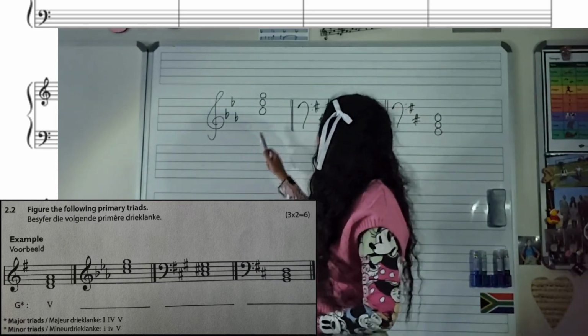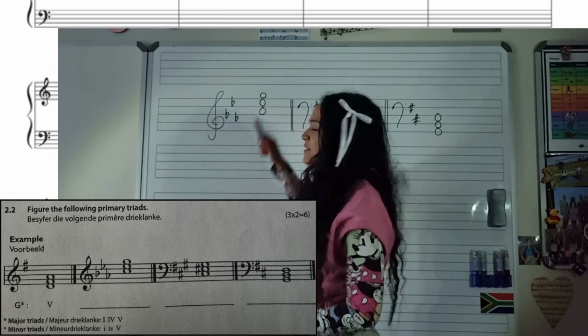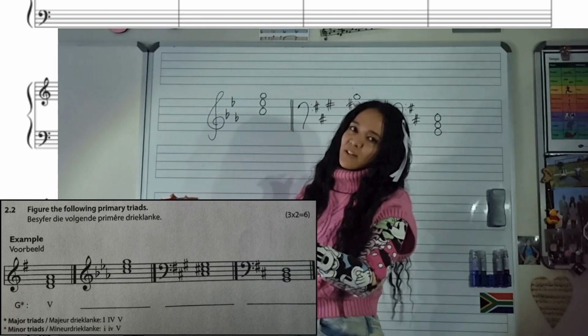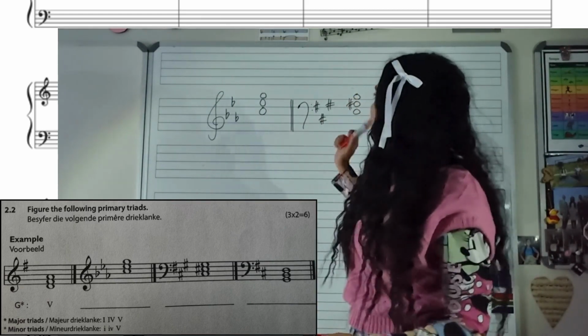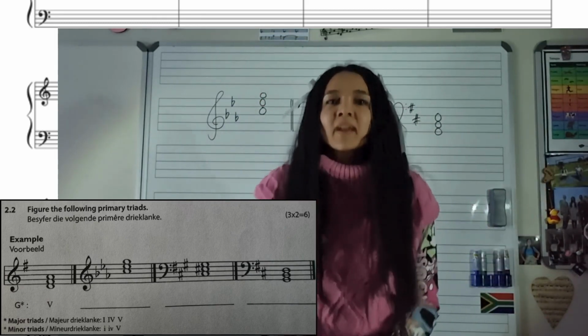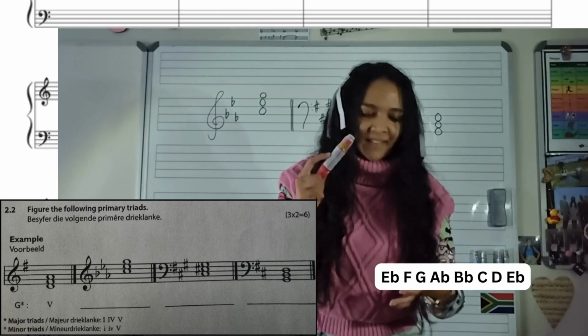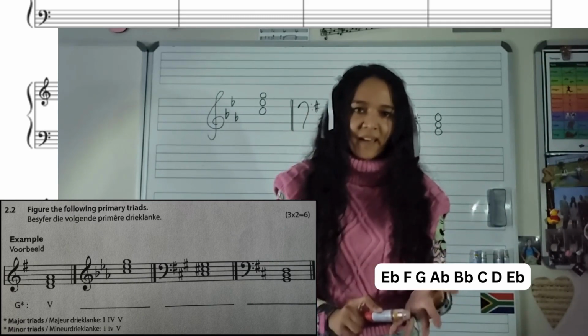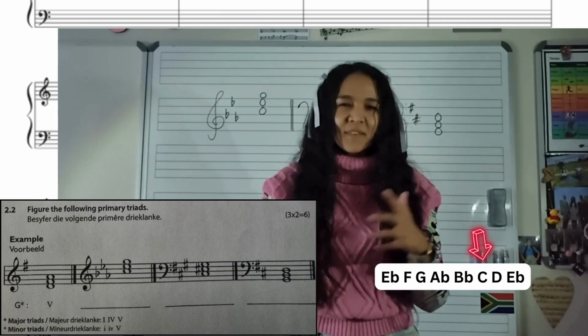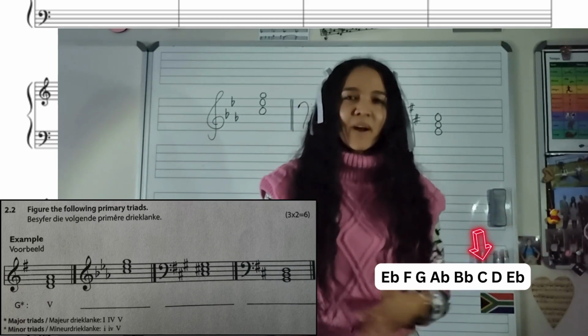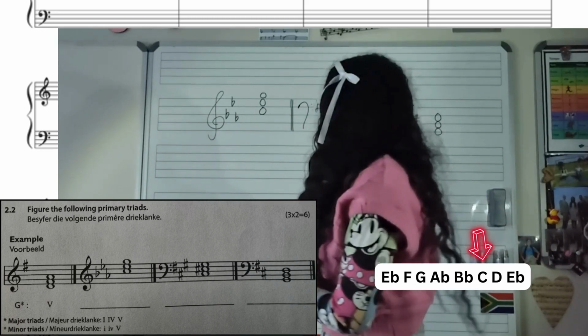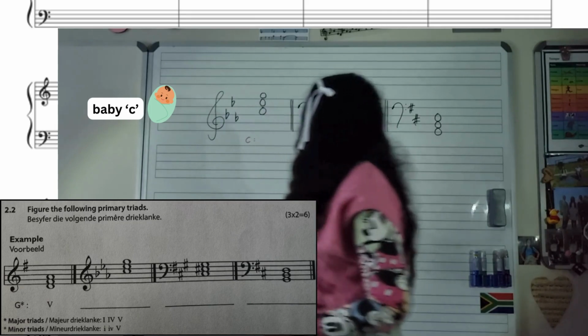E flat major, they do give us a C. So that is the note on which the triad starts. So they give us a C, E flat and G. In E flat major, how do we get to C? We have E flat, F, G, A flat, B flat, C. It's on the 6th degree of the scale. Is that a primary triad? No. So we're going to move over to C minor, baby C.